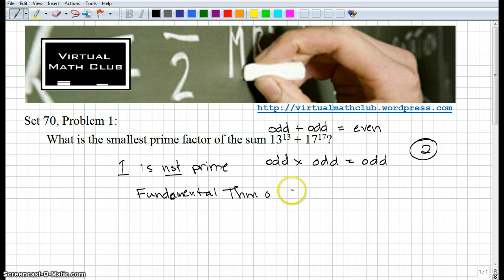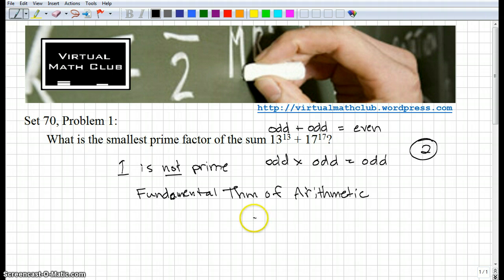Sometimes it's called the unique prime factorization theorem, which is a lot more descriptive. It just basically says that for all positive integers greater than 1, there's a unique prime factorization.